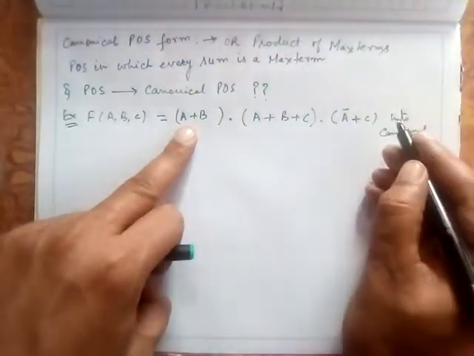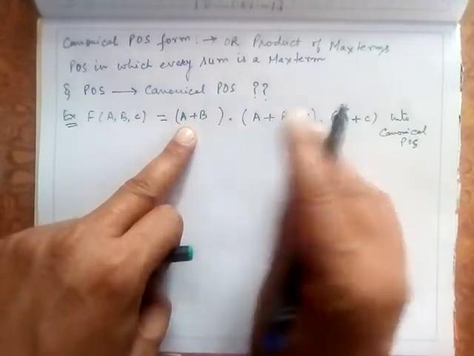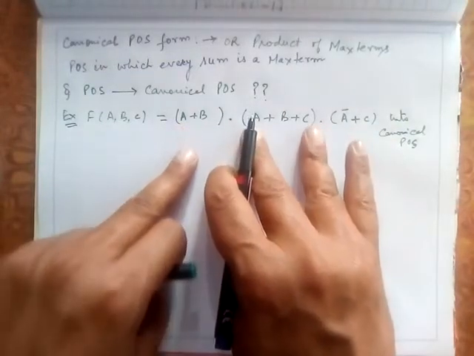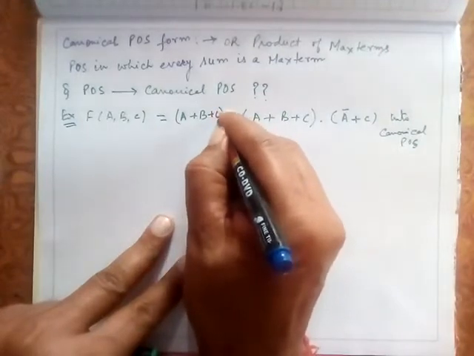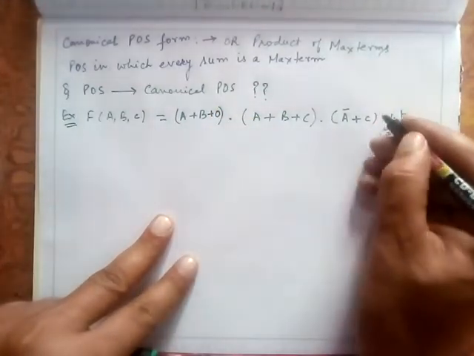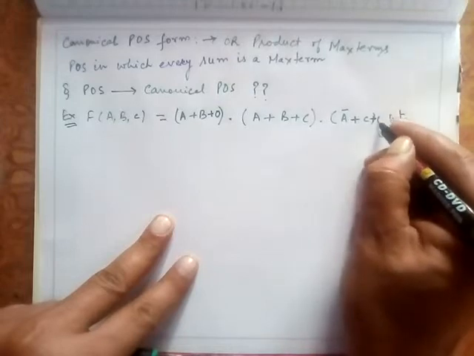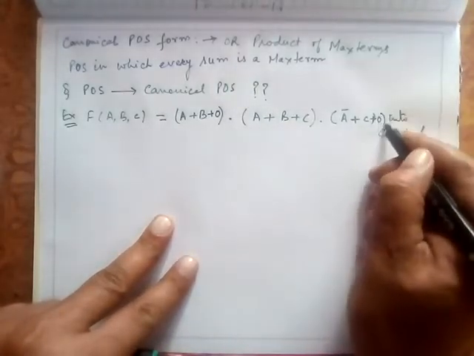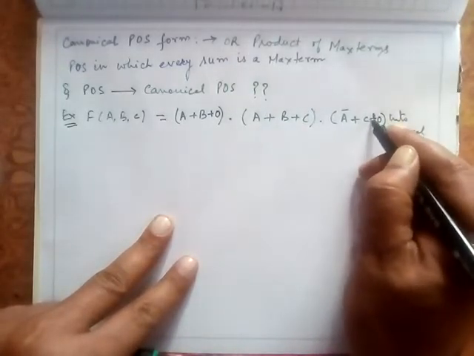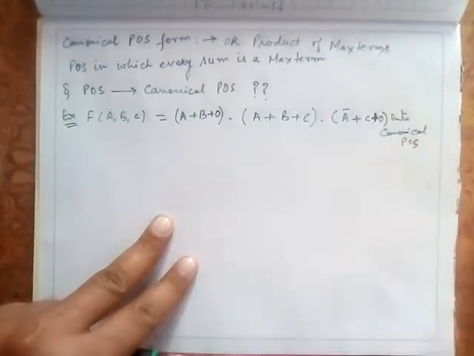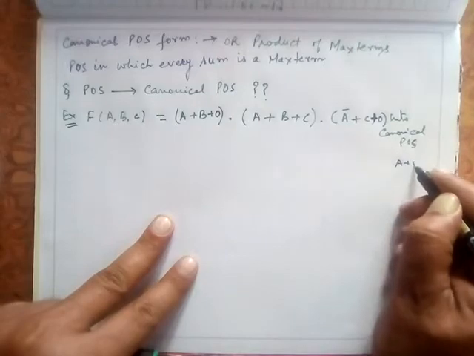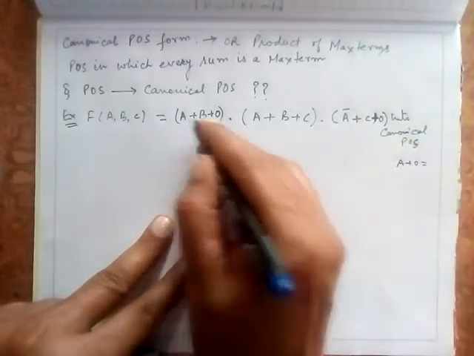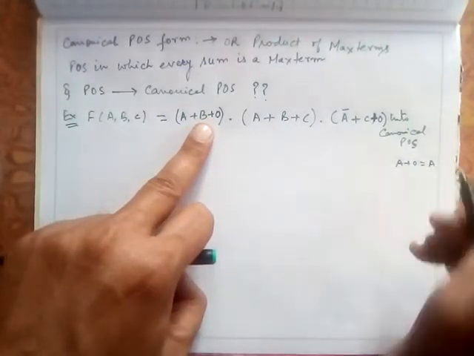This is given to me. This one is already a max term. This is not a max term. So what I do, I simply add a 0 here, and similarly I simply add a 0 here also. I add a 0 because a plus 0 is equal to a, so it will not affect my result.